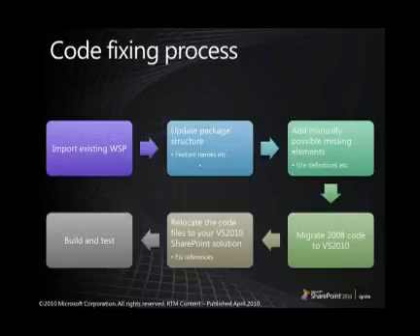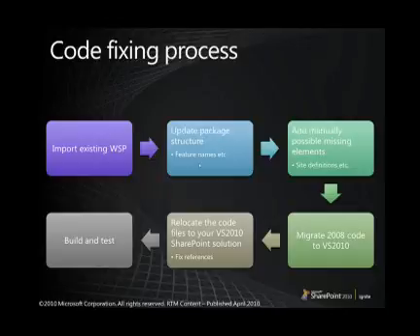So the code fixing process was the following, or this was the plan. Import the existing WSP package, update the package structure, basically updating the feature names and the SharePoint project item names and so on. Add manually the missing elements. Site definitions are not imported by default. For example, the code is not imported at all, obviously, since within the WSP package we don't have the code.